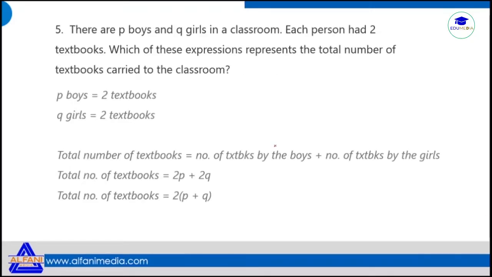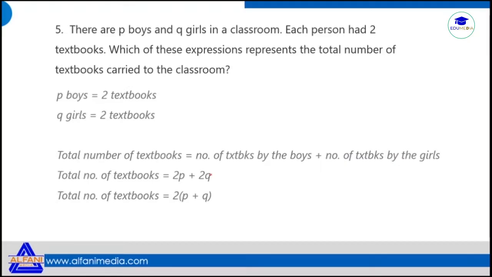All right, so what I did here is this: I took out P boys equals 2 textbooks, Q girls equals 2 textbooks as well. So the total number of textbooks equals the number of textbooks carried by the boys plus the number of textbooks carried by the girls. So the total number of textbooks is going to be 2P plus 2Q. That's 2P representing the total number of textbooks carried by the boys. Remember, the boys is what?